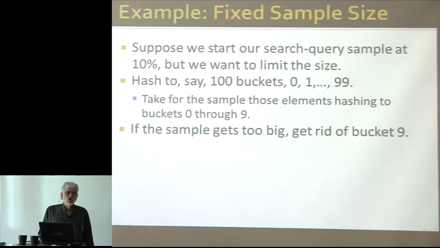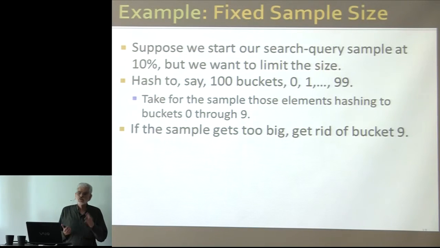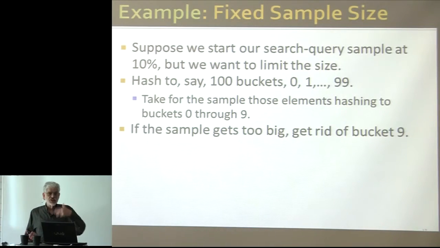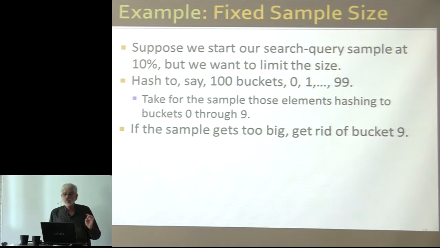Now, suppose the sample is too big at some point. So now I'm saying, oh, gee, I really shouldn't have taken all 10 of those buckets. Let me get rid of one of the buckets, say bucket 9. Well, I can do that because I can rehash everything in my sample, or I can keep the hash value along with every sample element that I've taken. And I simply throw out of the sample everything that hashes to bucket 9.